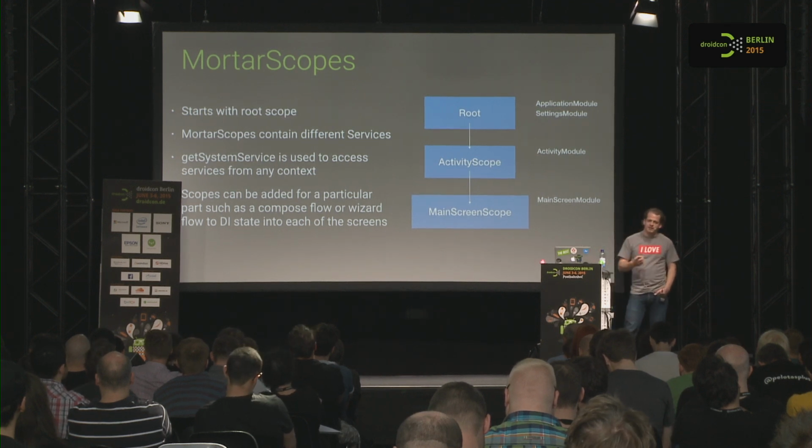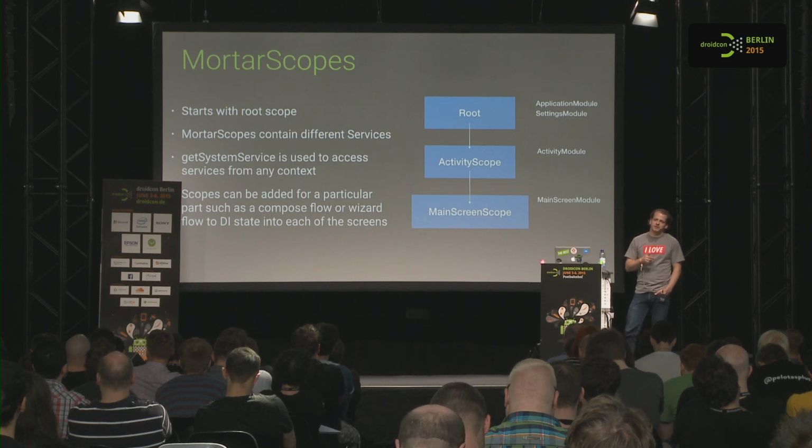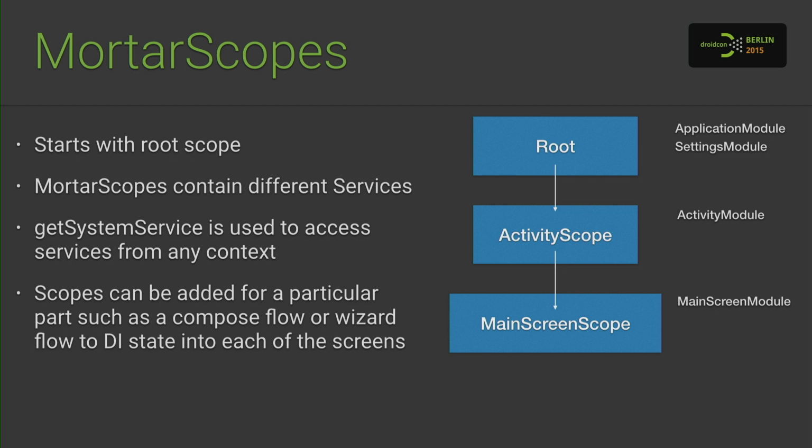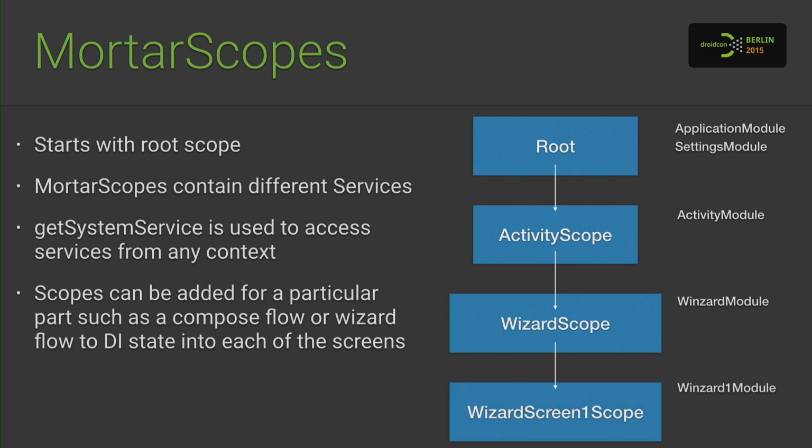And the second piece is that the scopes can be extended. Earlier I mentioned the auth and unauth, but I also extend the scopes for a particular thing, such as a wizard. So we see that here, where from the activity scope, I usually go down to the main screen scope when that one is shown. But before I go to a wizard, I inject another scope that contains information about the wizard state. This way, this particular state can be injected on all the different screens.